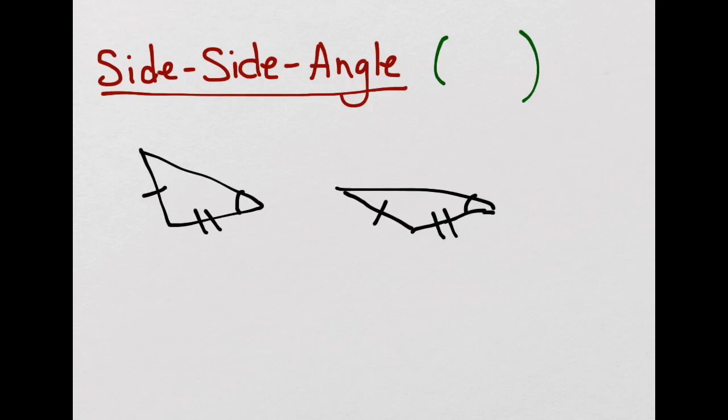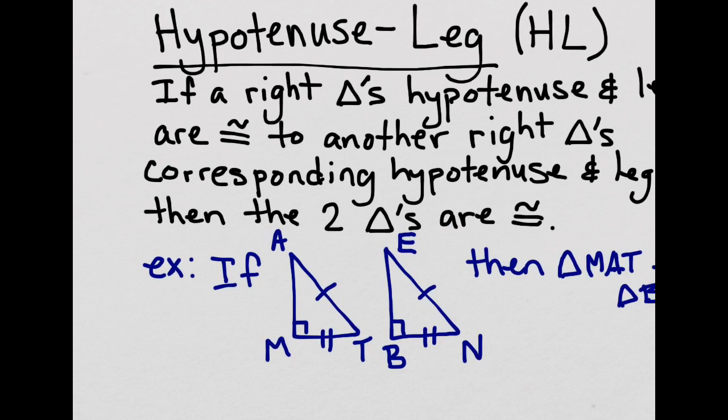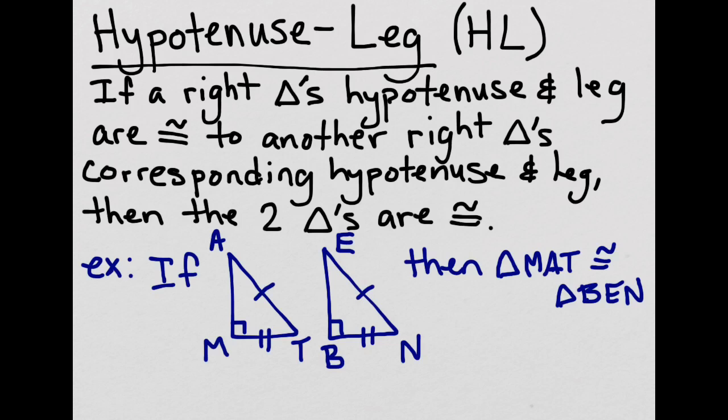However, there is a special type of SSA that is a theorem, and we actually call it something else. We call it the hypotenuse leg theorem, or HL. The reason this one works is because it's always dealing with right triangles. If they're not right triangles, then we can't use it. It's not an actual theorem. We can't prove that they're congruent.